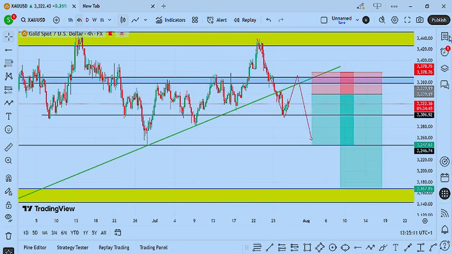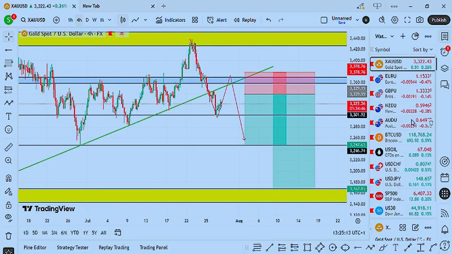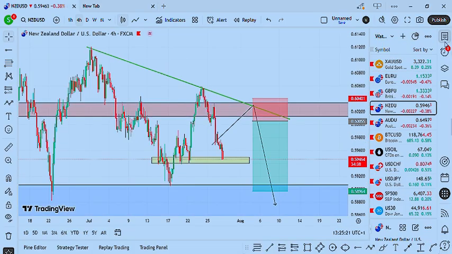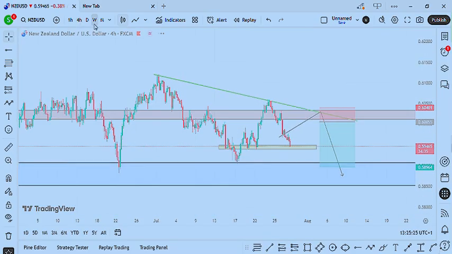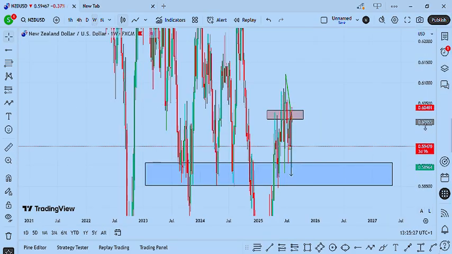All right, so that is it for gold. Now let's look at which other pair I have here. Dollar. Then the New Zealand dollar. Let's go on the higher time frame to have a clear direction.